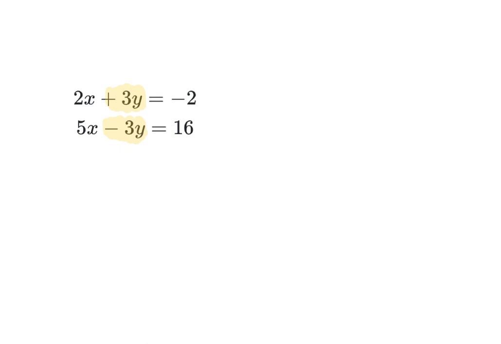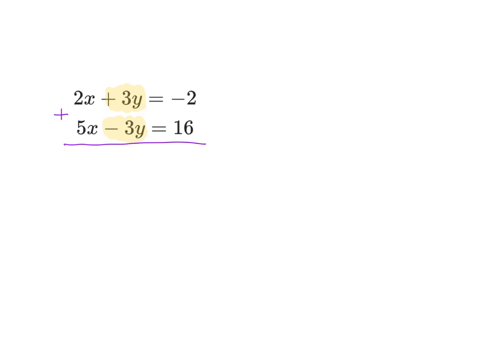Because we have opposite coefficients, so we have a positive and a negative with the same absolute value on the same variable, we can streamline this process. We do not have to go all the way to slope-intercept form. We can simply add the equations together.